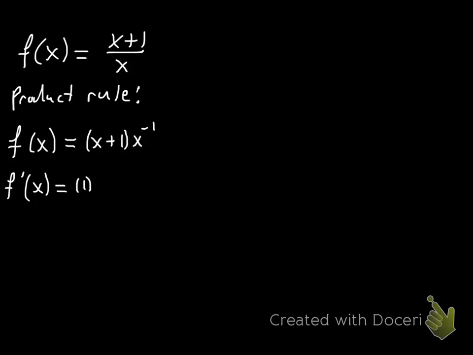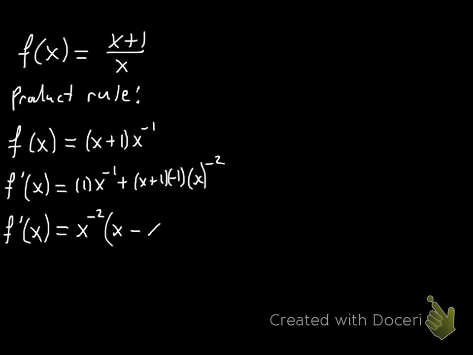Then it's the derivative of the first times the second, so the x to the negative 1 stays put. And then we're going to add the first function times the derivative of the second. So when you take the derivative of the second, the negative 1 comes down. So we have to use the power rule also, so we're combining some rules here. We get x to the minus 2. So this gives me x to the minus 1.